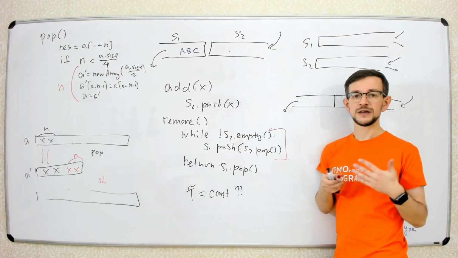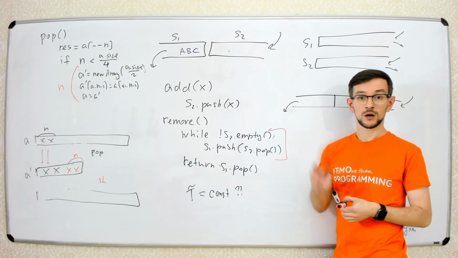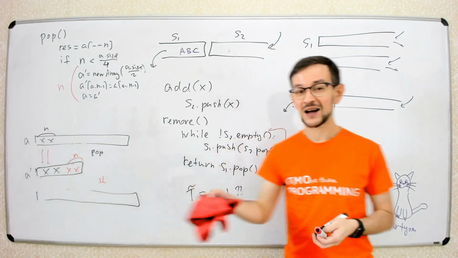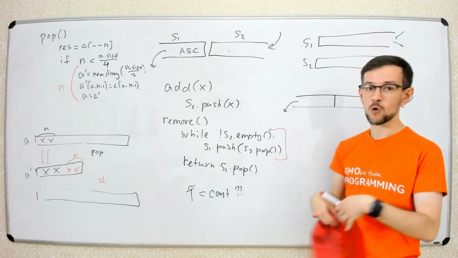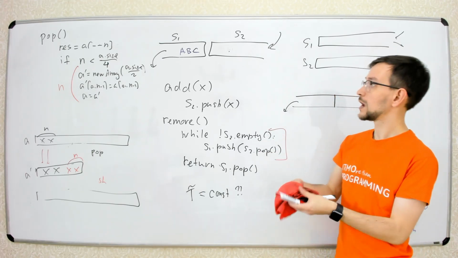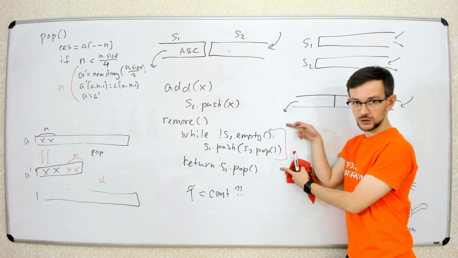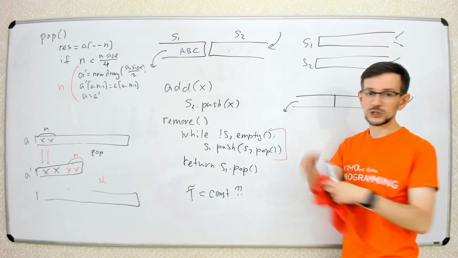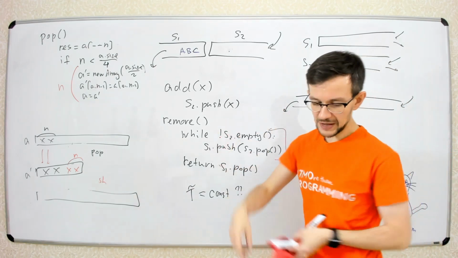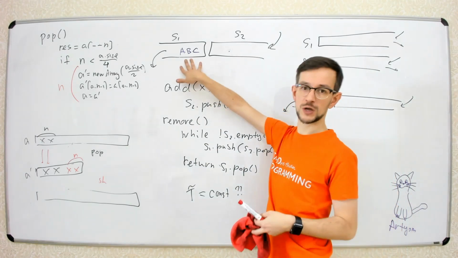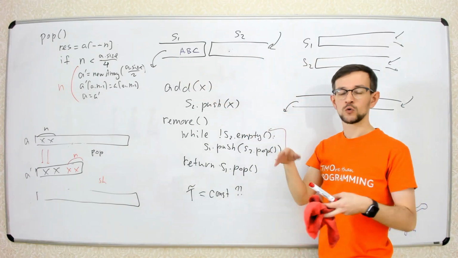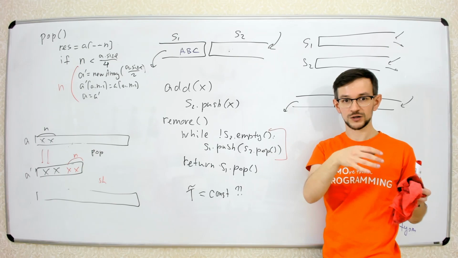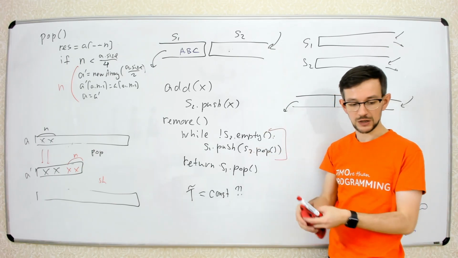Now, how to prove it? The easiest thing is to prove it using the accounting method. Let's use the accounting method. We need to put some coins somewhere, and then use these coins to make this long operation. So what is this long operation? Long operation is when you take elements from stack 2 and transfer them to stack 1. To make this operation, we need to reserve some time. So we need to have some coins in our bank account and then use these coins to make this long operation.